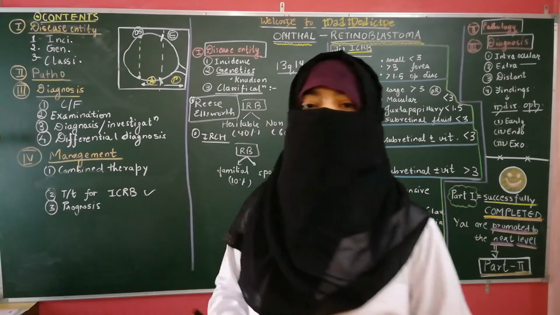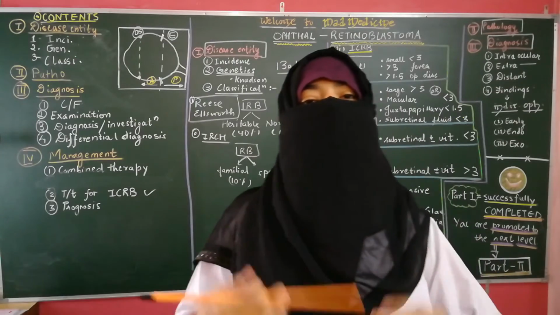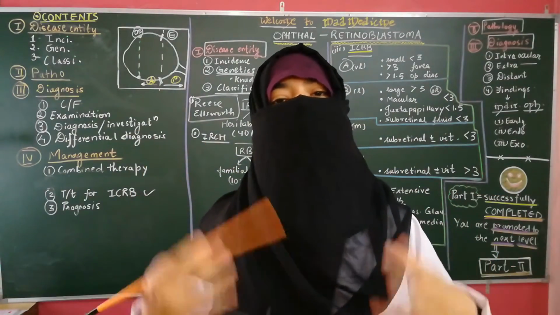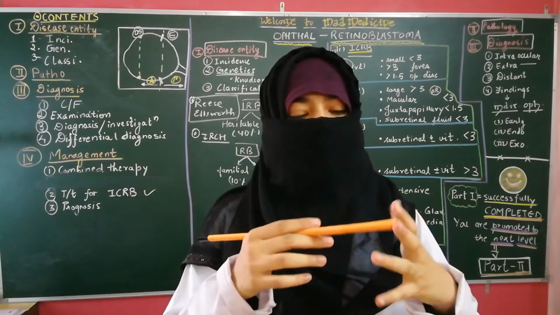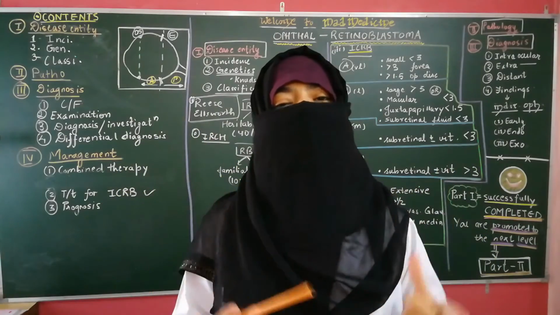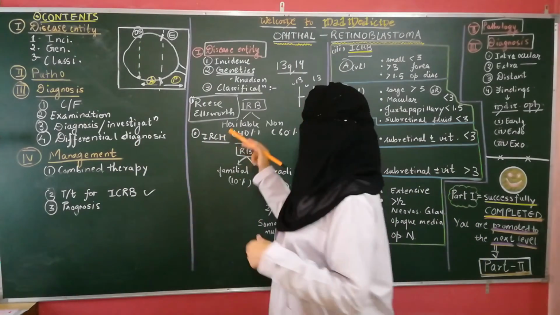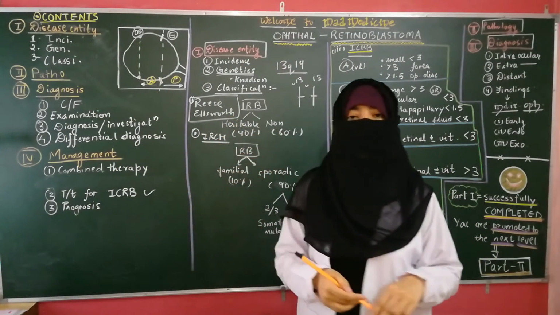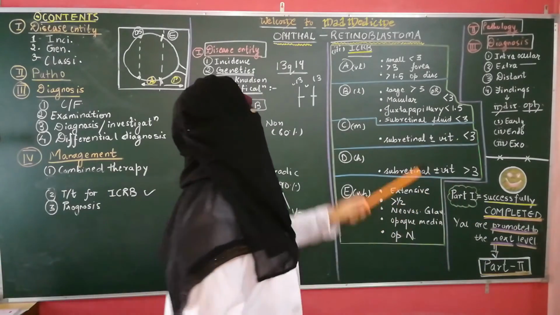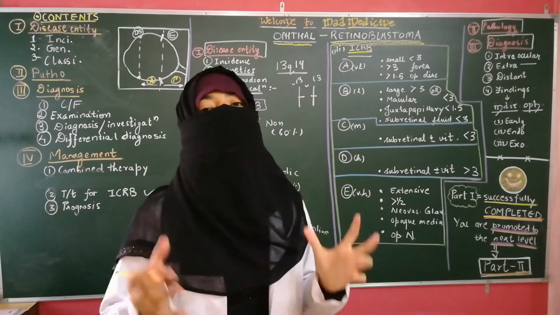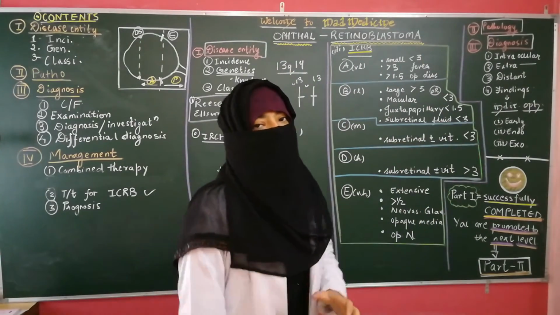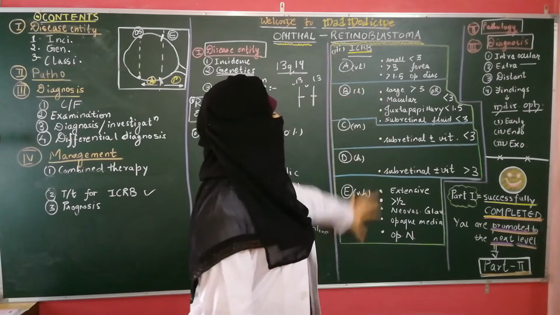And now we need to come to the classification. The classification systems, there are three of them. For two, you need to know their names, and for one, you need to know the grading and all. So the ones which are not used nowadays are the Reese-Ellsworth classification and the IRCH classification. Just know the names. And the one which is important now is the International Classification of Retinoblastoma. It has 5 grades. So you can pause the video and note down this grading.